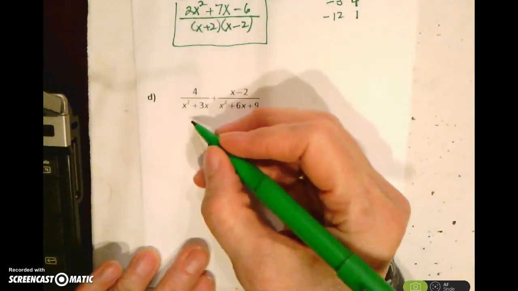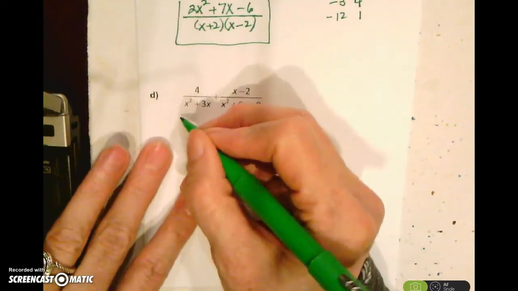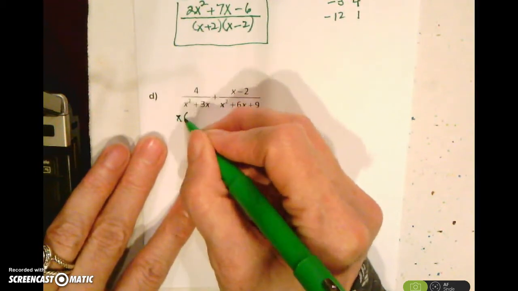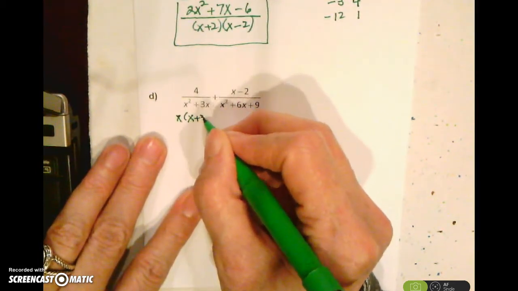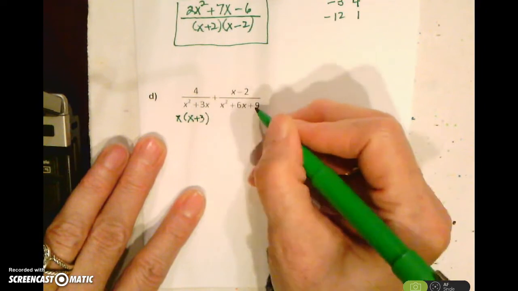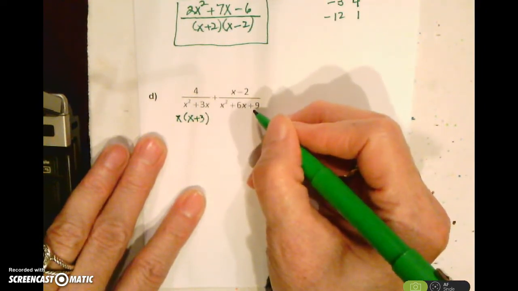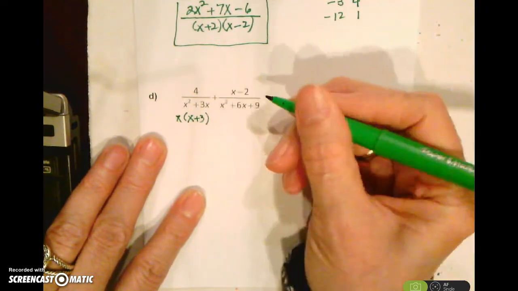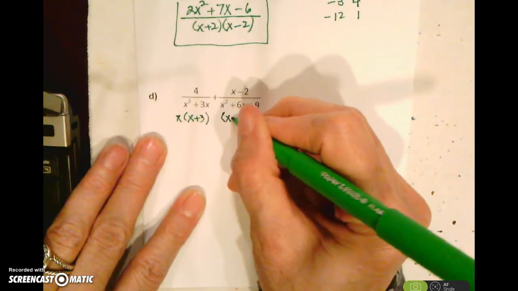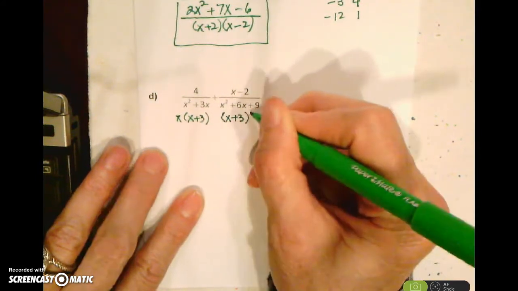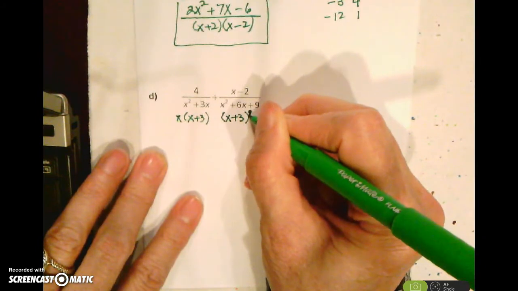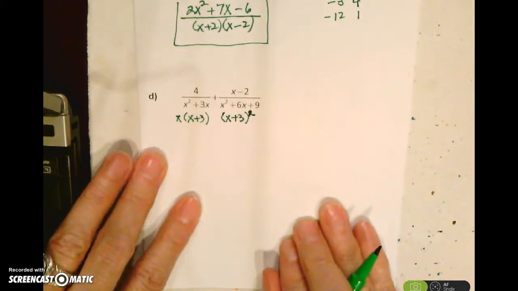For example D, we're going to need to factor each of these denominators. So x has a GCF, x plus 3. This is a trinomial. Two numbers that multiply to be 9 and add to be 6 would be 3 and 3. So this is going to factor into x plus 3 times x plus 3, which is going to be x plus 3 squared.